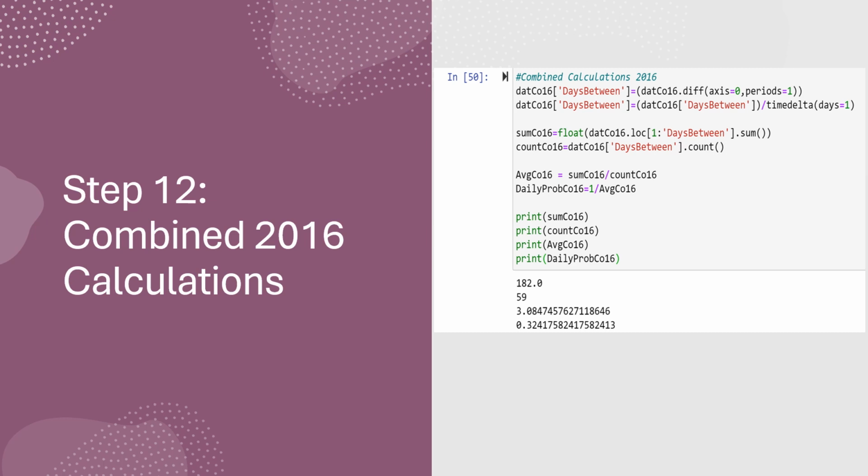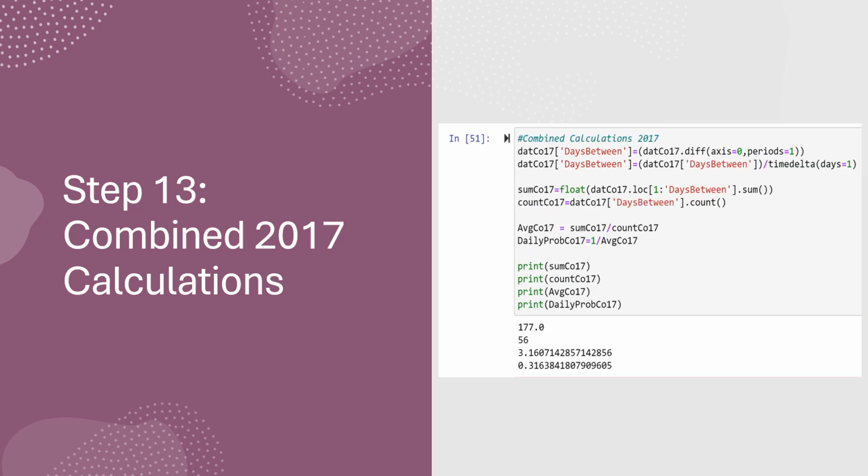So then I did the same thing again, but for the combined column. I did the days between, I did the sum, which was 182, the count was 59, the average, which was the sum over the count, was 3.08, and the daily probability, which is 1 over the average, was 0.324. Finally, I did the combined for 2017, which the sum for that one was 177, the count was 56, the average was 3.16, and the daily probability was 0.316.